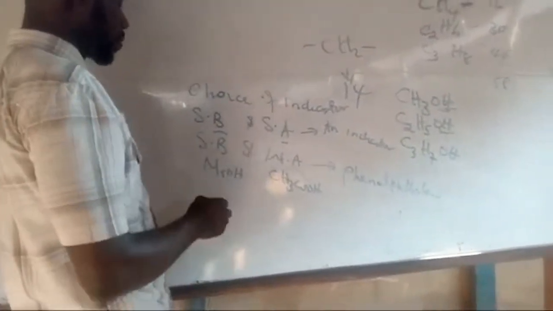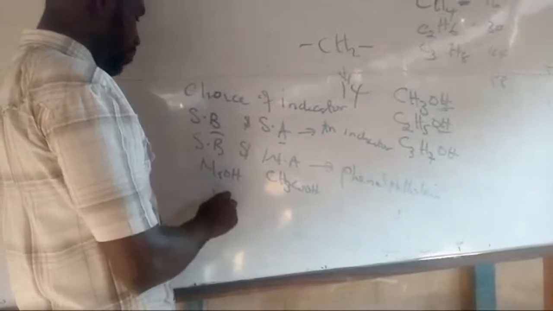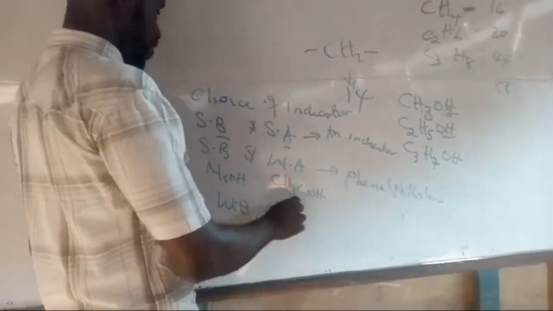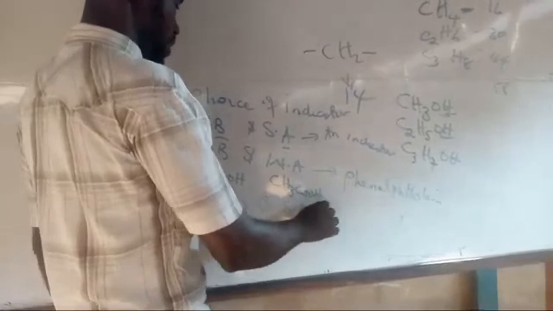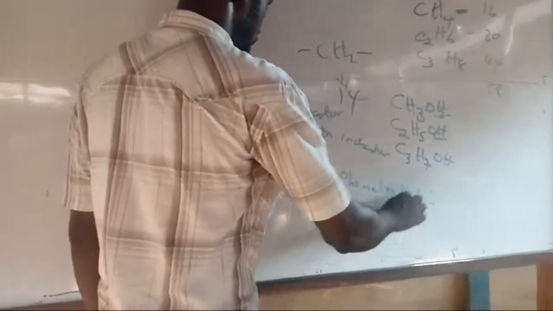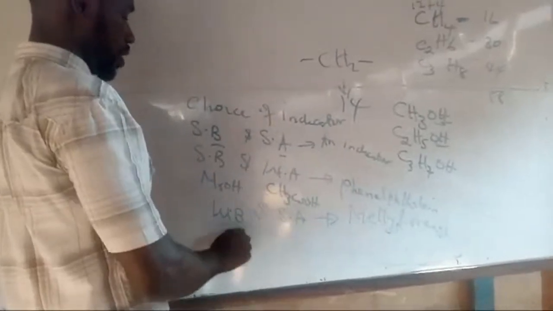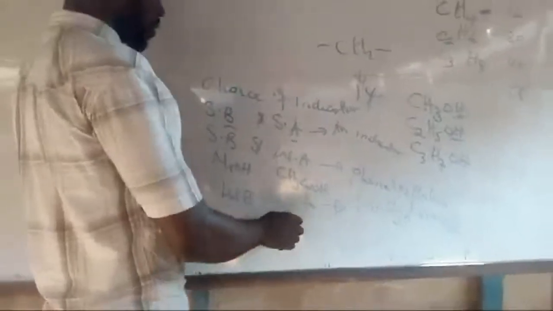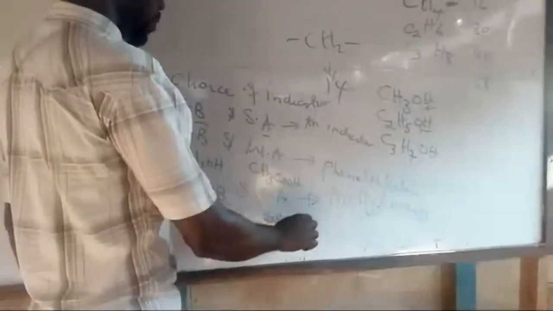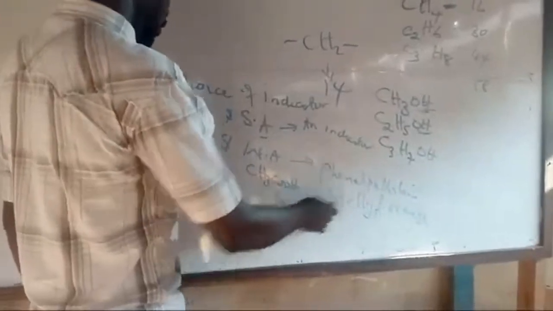Then a titration between a weak base and strong acid, you use nothing but methyl orange. This is where methyl orange is applied, when the base is weak. Such a titration is between aqueous ammonia and H2SO4. If you do a titration between aqueous ammonia, otherwise known as ammonium hydroxide, versus H2SO4, methyl orange is suitable.